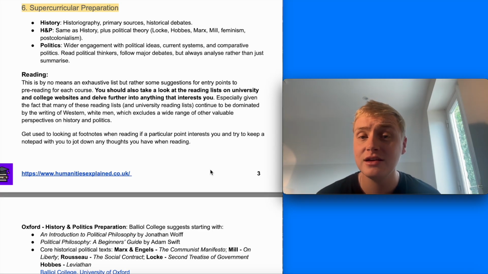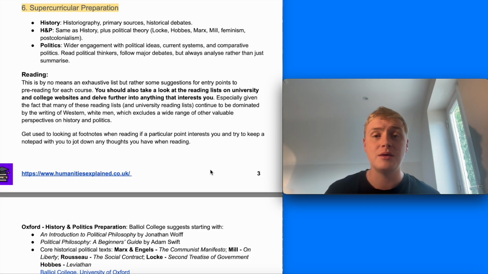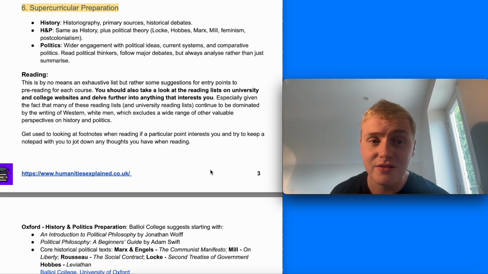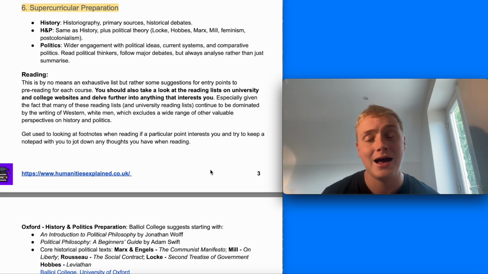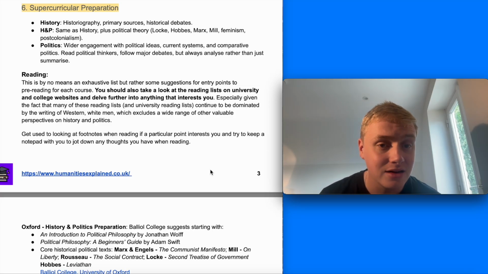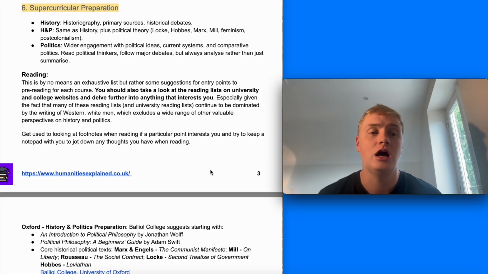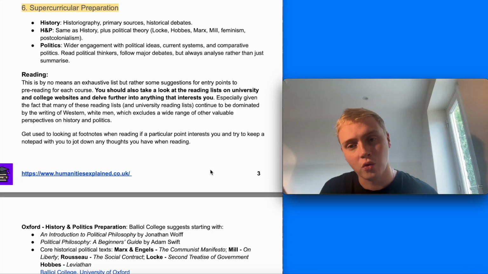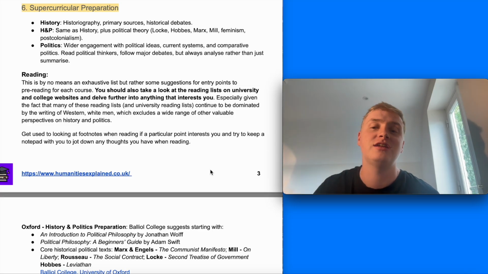You should also look at their reading lists on university and college websites, in particular modules or courses you're interested in, and you can delve into some of that reading if you're looking for a place to find things, especially given the fact that many of these reading lists we're going to go through below, and university reading lists in general, continue to be dominated by the writing of Western white men, which excludes a wide range of other valuable perspectives on history and politics. That's why you should also engage in other areas rather than just looking at these reading lists, because you'll get a much broader, more valuable understanding of politics and history.